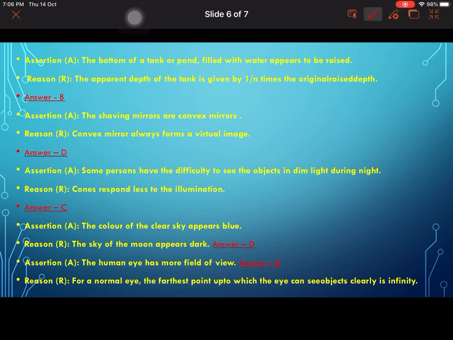Some persons have difficulty to see objects in dim light during night, and cones respond less to the illumination. So in this, A is correct, but the reason is not correct, and the statement is also wrong, so answer will be C.